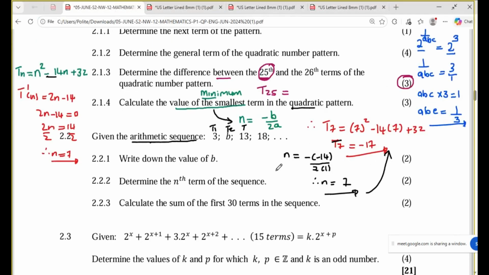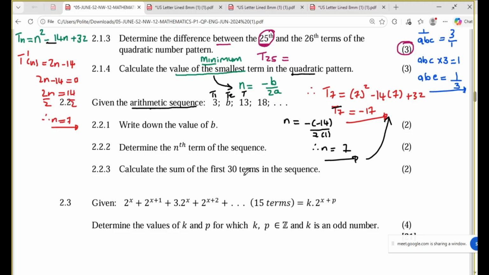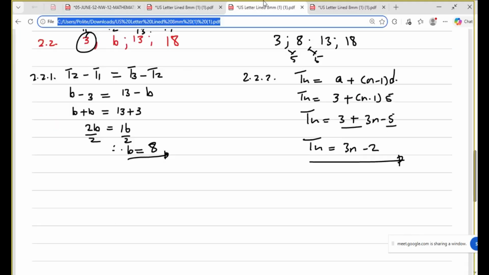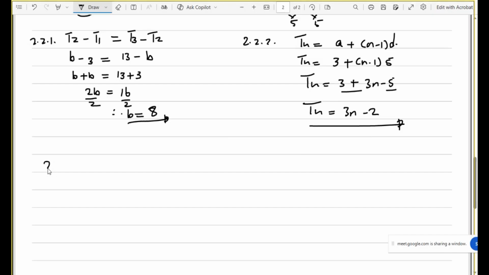The next question says, calculate the sum of the first 30 terms in the sequence for 2 marks. So when they want the sum for 2.2.3, that's an easy one because you just go to the back of your question paper and find the sum formula. I think it's n over 2 into 2a plus n minus 1 times d, close the bracket. So this is the formula for the sum of an arithmetic sequence.